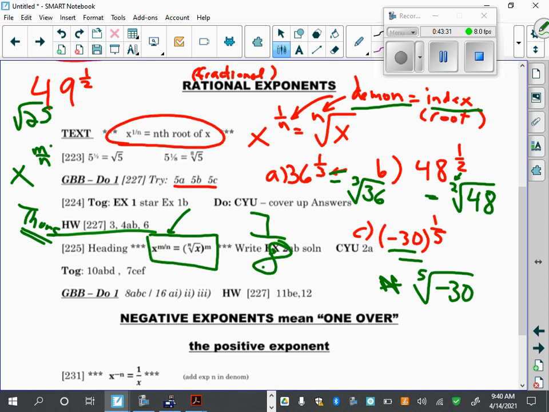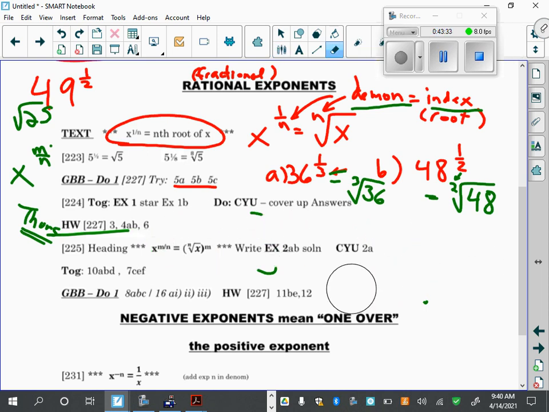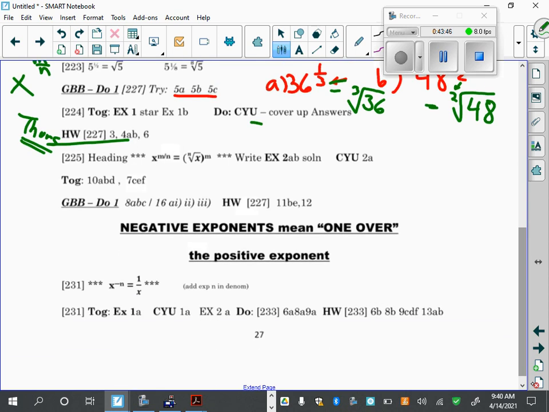So let's talk about this right now. Example 2AB. This is where I don't want you to look into your textbook, because it gives you the answers with the questions. Example 2A says write 40 to the 2/3 in 2 different ways. We're only going to use one of the ways 99% of the time, but if you see the other way, you should at least recognize it.